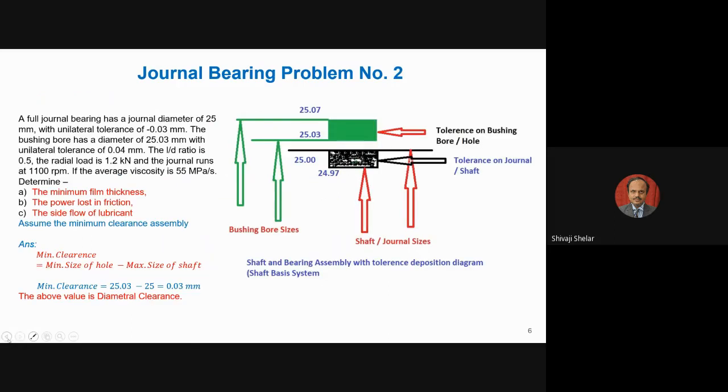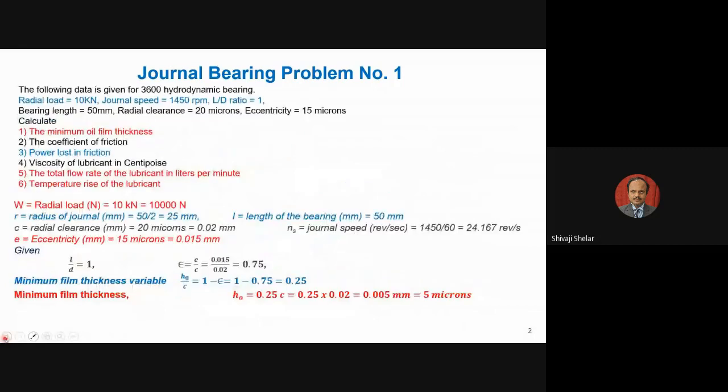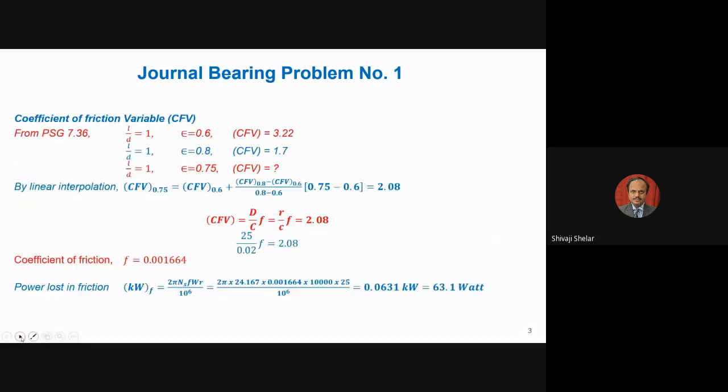Similarly, the remaining part of the problem can be calculated. So this is regarding the first problem we have completed. Whatever we have been asked: minimum oil film thickness, coefficient of friction, power loss, viscosity, total flow rate in liters per minute, and temperature rise of the lubricant. All these parameters are asked. It is asked for 10 to 12 marks. Similarly, we can go for the next problem.